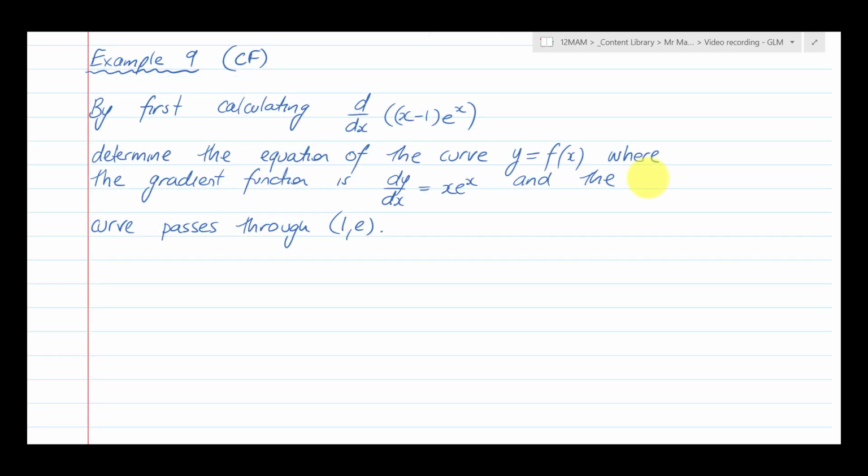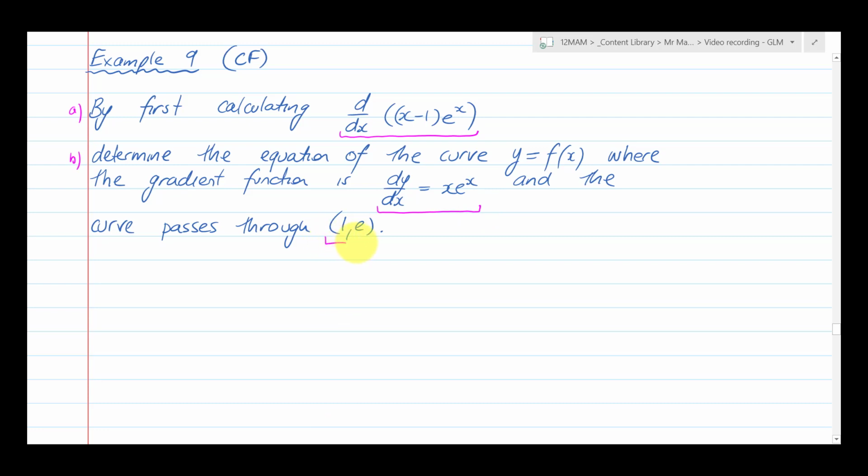Okay, now we're on to example 9, and this is a complex familiar question. By first calculating d/dx of (x minus 1)e to the x, we're going to determine the equation of the curve y equals f of x, where the gradient function is dy/dx equals x e to the x, and the curve passes through that particular point. So this is kind of like a part A, part B question. In part A, we're asked to differentiate something which looks a little bit like what we're asked to integrate in part B. So there's probably going to be a connection between them.